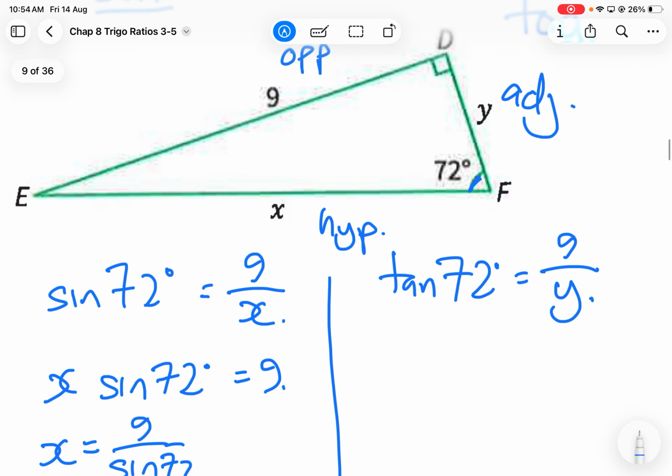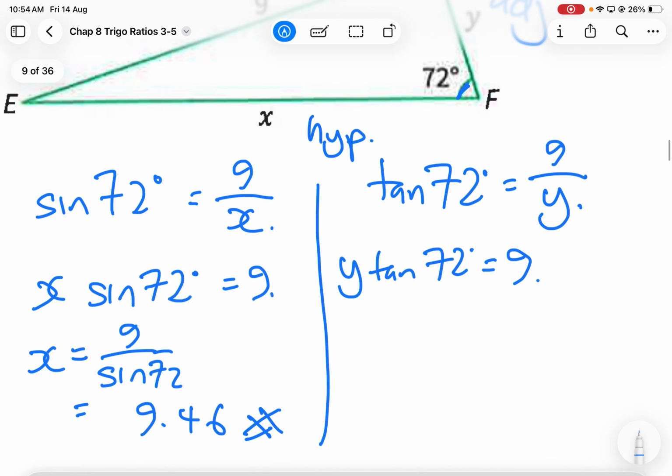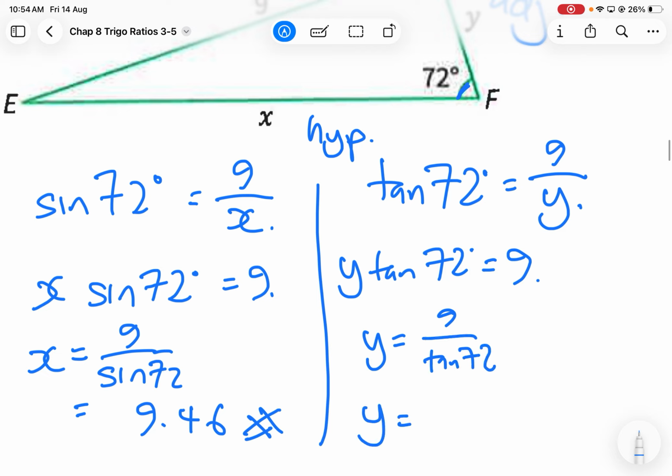Okay, I don't want y to be in the denominator. I multiply y to both sides. Then I divide both sides by tangent 72. Then I press calculator. 2.92. Okay, in your exam, if you get right angle triangles, trigo is very simple.